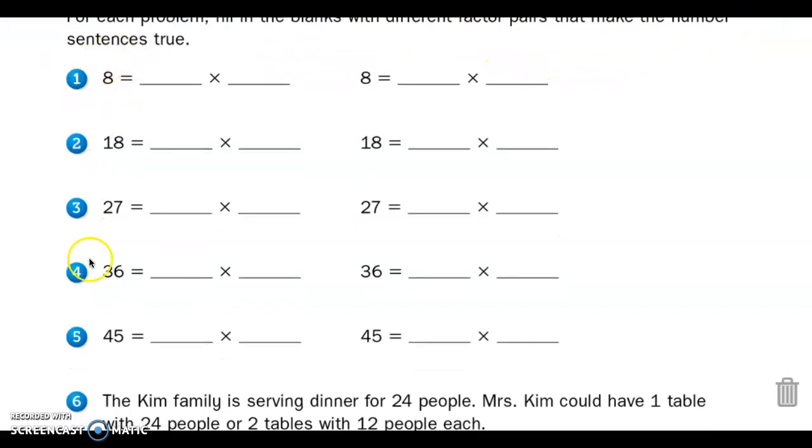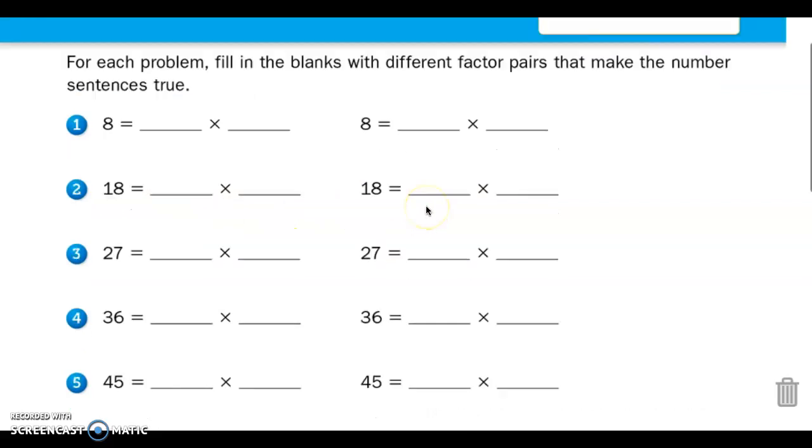So I see all my number sentences, they have the product for us, but we need to figure out the factors, the two pair, or the two numbers that will make our answer. And look, for each one, the product is the same. So we're going to have to find different pairs. See, 18 and 18 and 27 and 27.